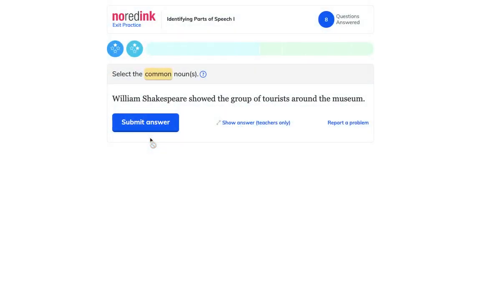William Shakespeare showed the group of tourists around the museum. So in this instance, group is a noun. Tourists is the object of a preposition, which is a noun. They're people. And museum is the place.